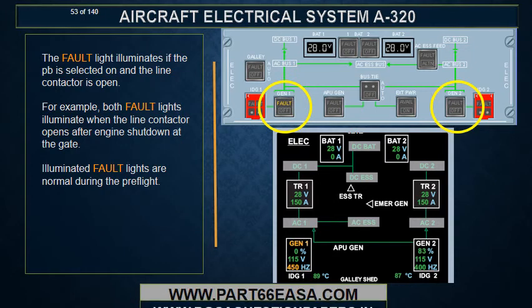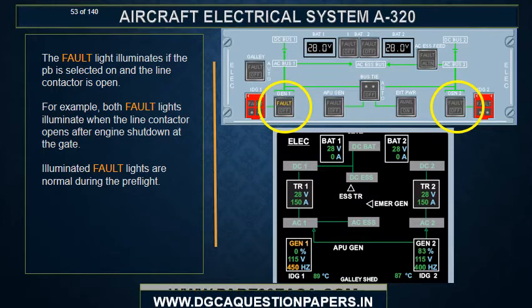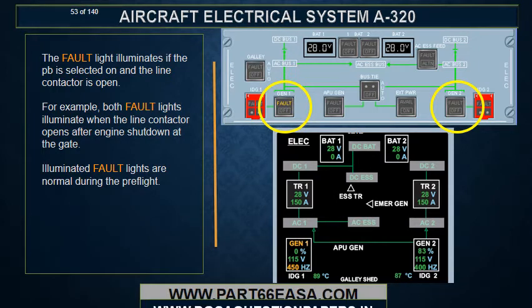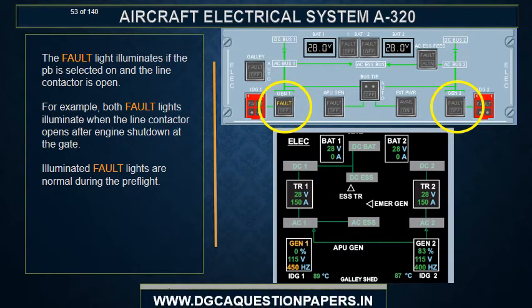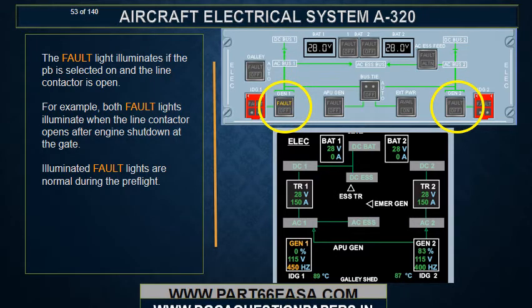The fault light illuminates if the push button is selected on and the line contactor is open. For example, both fault lights illuminate when the line contactor opens after engine shutdown at the gate. Illuminated fault lights are normal during the pre-flight.